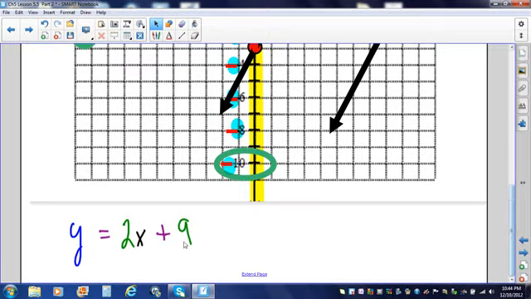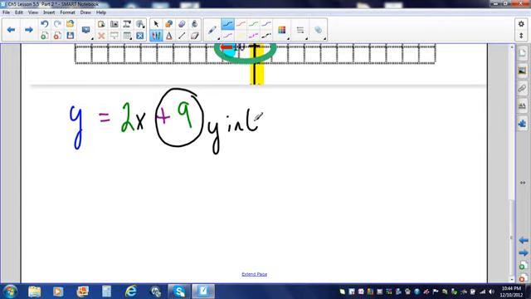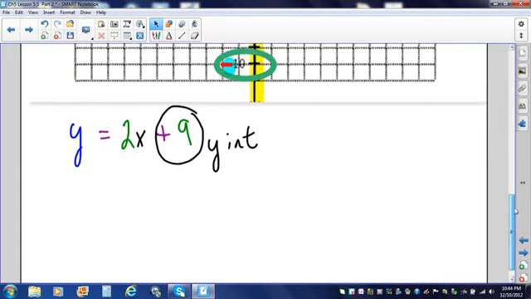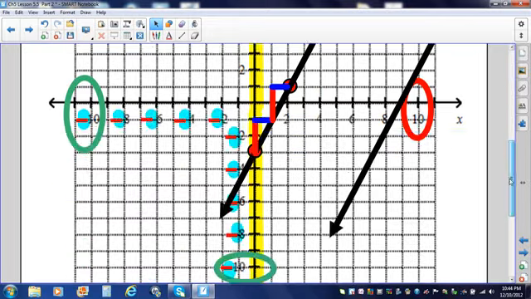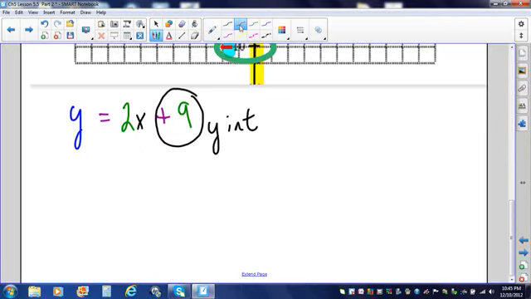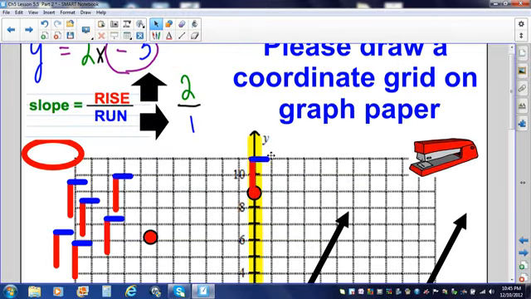Now let's graph our other equation, which is parallel, y equals 2x plus 9. We're going to start at positive 9. That's going to be our y-intercept. So on your y-axis, go up to 9 and place a dot. Remember, we said the lines had to be parallel because they have the same slope. So my rise over run here will be 2 over 1. I'm going to go up 2, right 1. Start at 9, go up 2, and right 1.